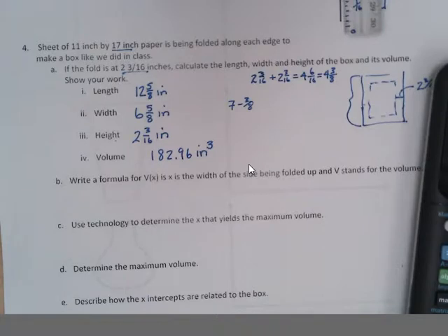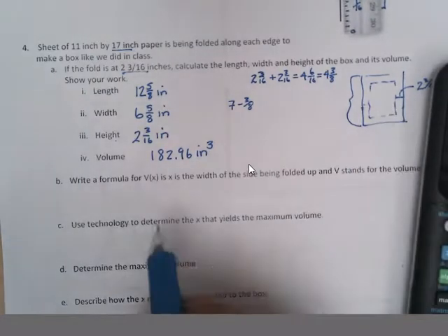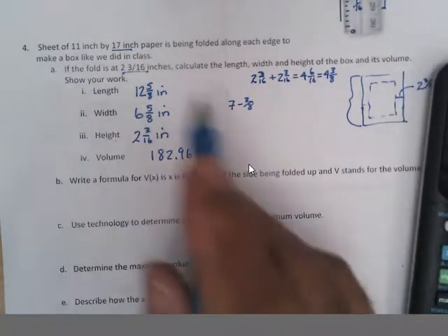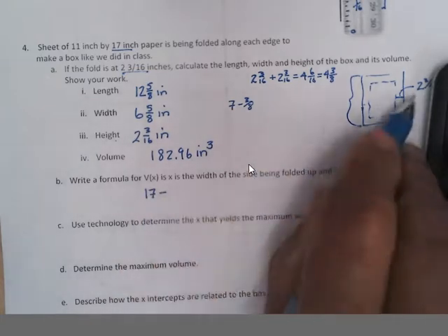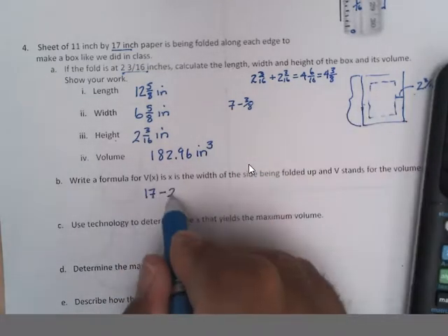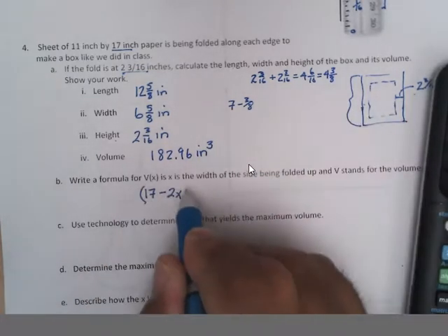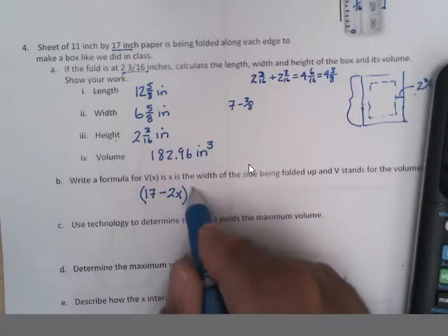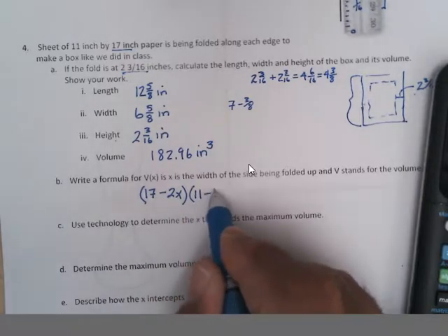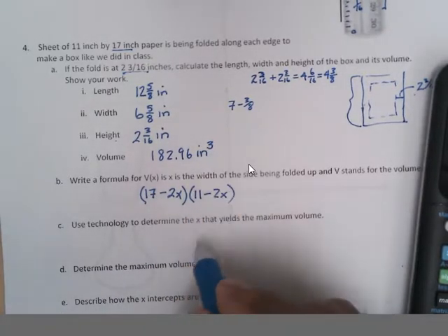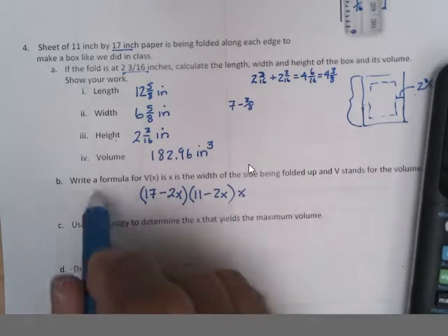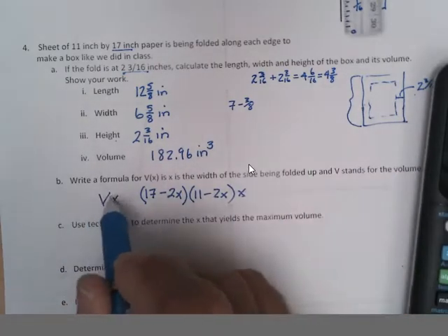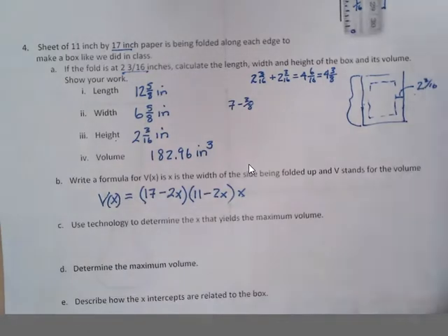Now, if I write a formula for it, using x instead of 2 3/16, well, I got the length by taking 17 minus 2 of those, but I'm calling it x, so minus 2x. 11 minus 2x. And then the height was just whatever the side was, x. That would be the volume in terms of x.